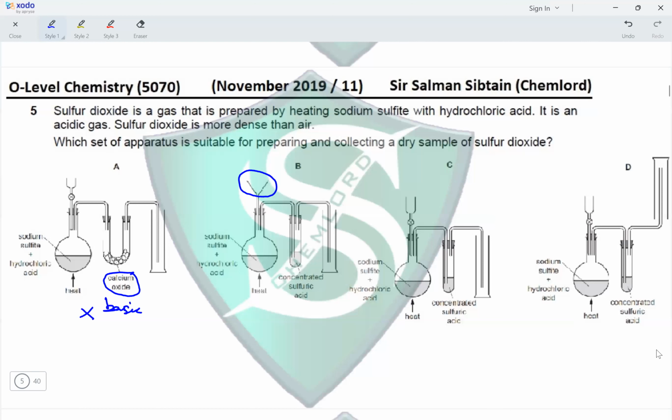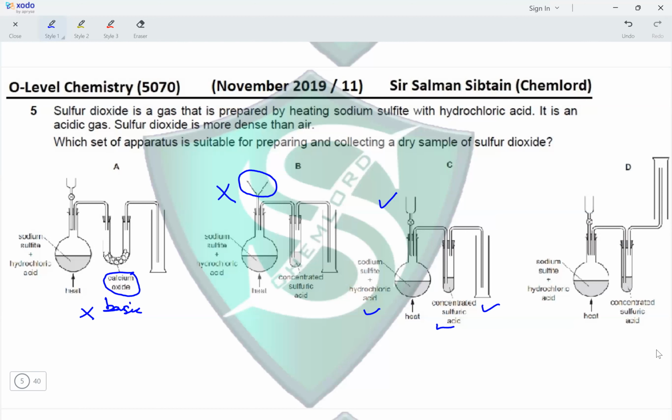So because of this funnel, this setup is also incorrect. Option C, we've got a burette, we've got a round bottom flask, we've got concentrated sulfuric acid, we've got the delivery tube going inside the concentrated sulfuric acid so that it is bubbled. Then we've got dry SO2 being collected in a downward delivery system because it is more dense than air. So nothing seems wrong here. So this should be the correct answer.